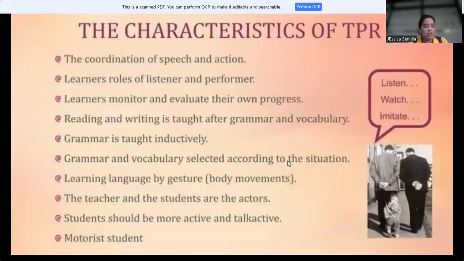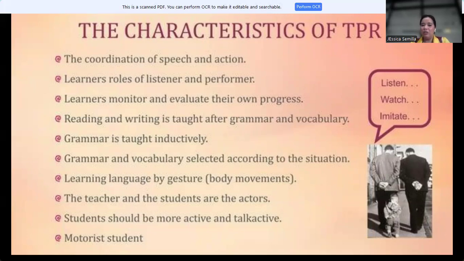So what are the characteristics of TPR? Basically, when we talk about the characteristics of TPR or the total physical response, this is like an audiolingual method, but this is a coordination of speech and action because the role of the learners here is just listener, and then after that, they're about to perform. So if you're going to look at TPR also, the learners monitor and evaluate their own progress by just following what the teacher is trying to say or is trying to do.